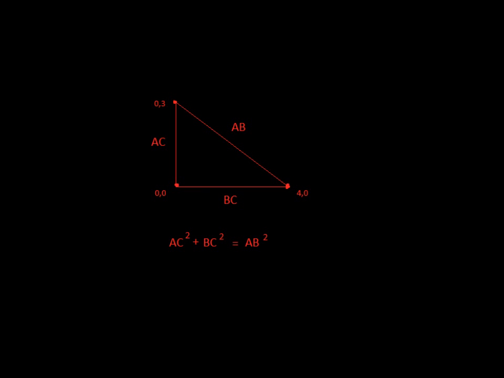So next we're going to go to calculating the lengths of these lines. And if you recall the Pythagorean theorem, AB squared equals AC squared plus BC squared. And then when you turn that around and solve for AB, you get AB is equal to the square root of AC squared plus BC squared.